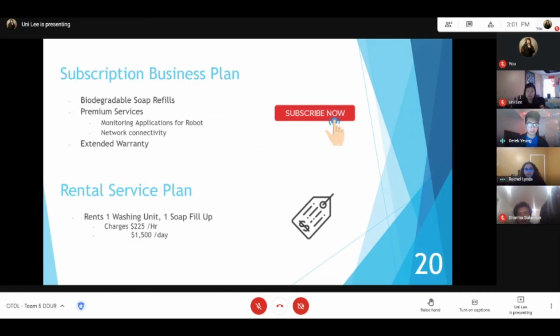Here we have the subscription business plan, which is essentially a monthly subscription and maintenance plan available for users that can pay at an optional buy-in. We also have a rental service plan for those who don't wish to purchase a product. They can rent at either $225 by the hour or $1,500 by the day.